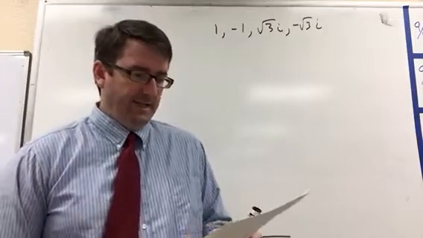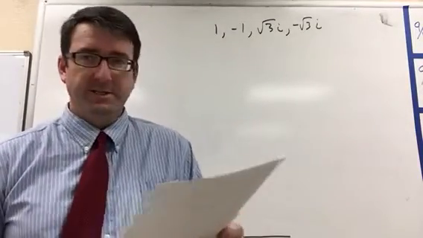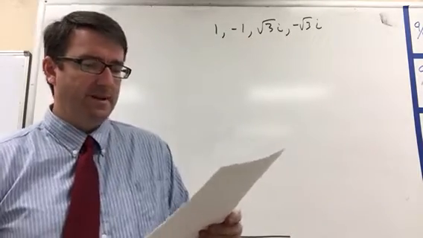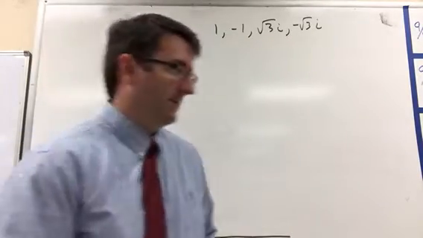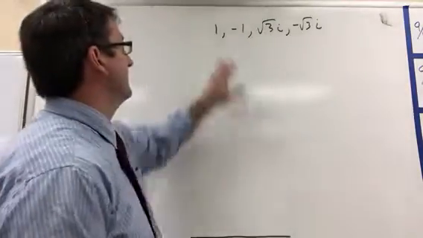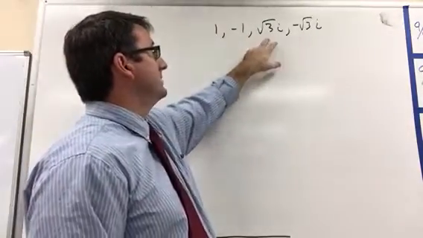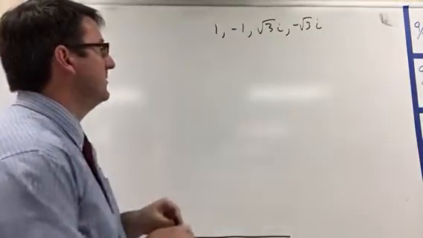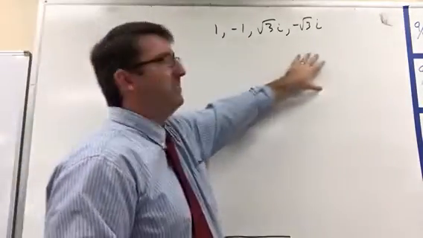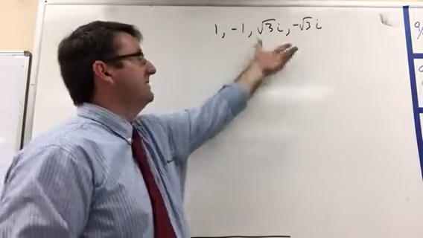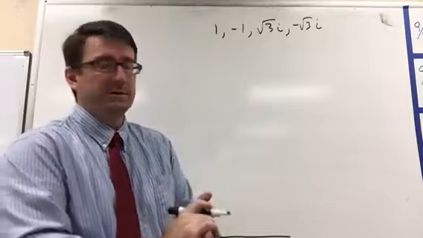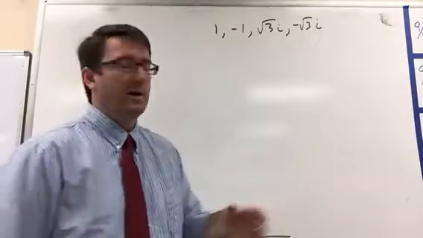All right, number 19 says write a polynomial function of least degree with real coefficients in standard form that has the given zeros. So the zeros that they give us are these: 1, -1, square root of 3i, and negative square root of 3i. All right, so in order to write a polynomial, we've got to take these zeros and make them into some binomials, some that will be factors of our polynomial.